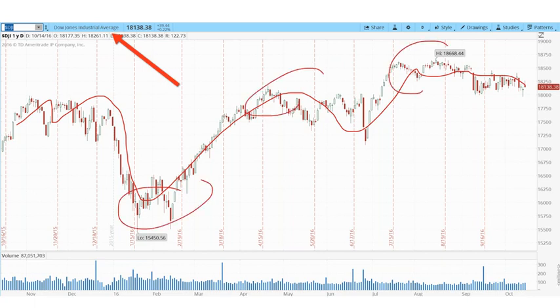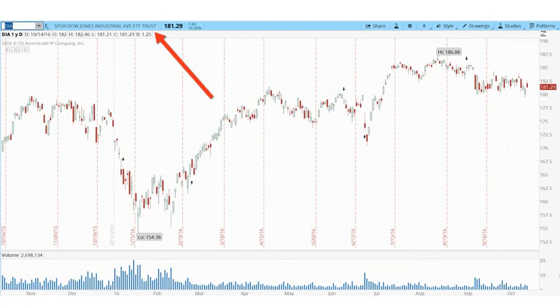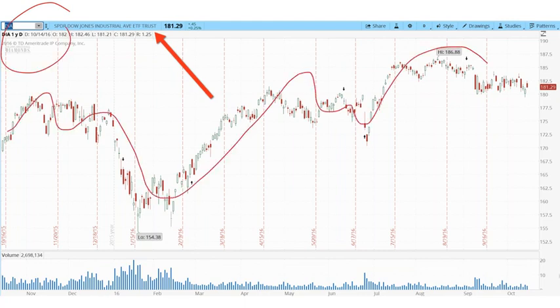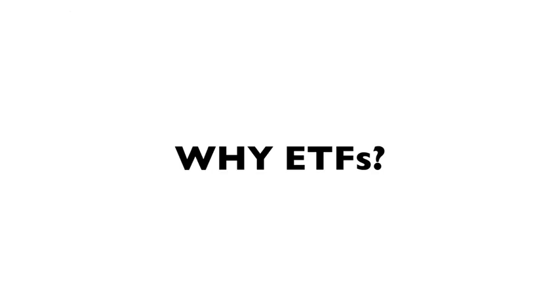What if I were to track the price movement of the DIA, which is the ETF that is designed to exactly mimic this index? Well, here's what it looked like. This is the DIA. And on the DIA, you'll notice you get exactly that same curve, right? You've got that valley there. You've got those two peaks there. Well, that's great. That's what ETFs are for.